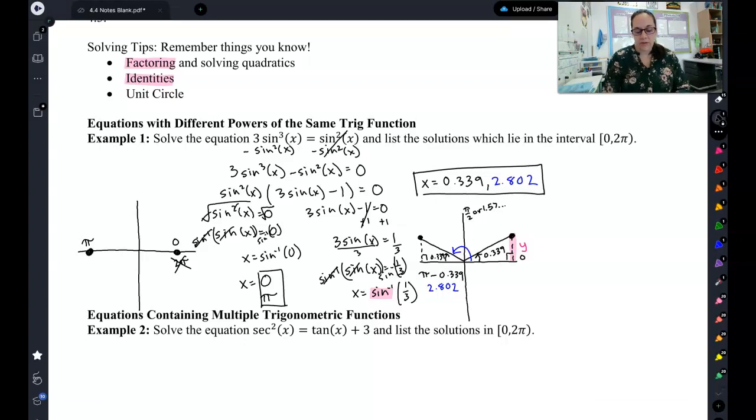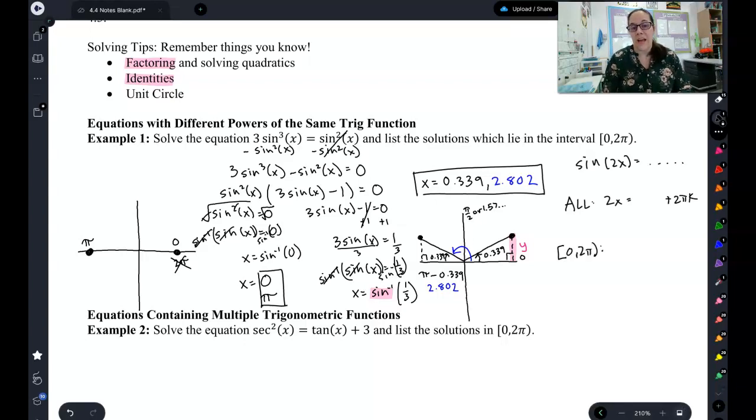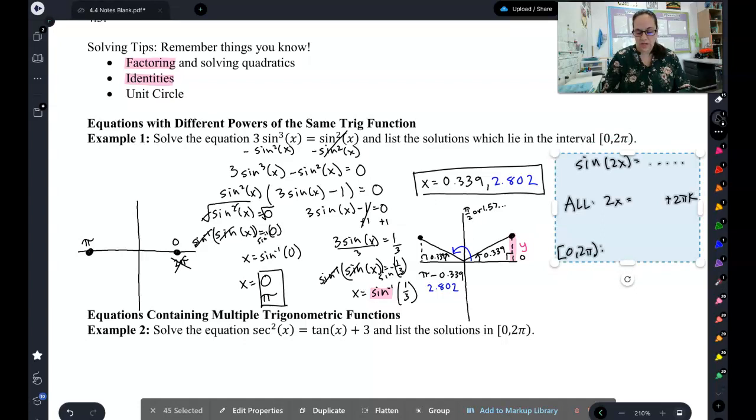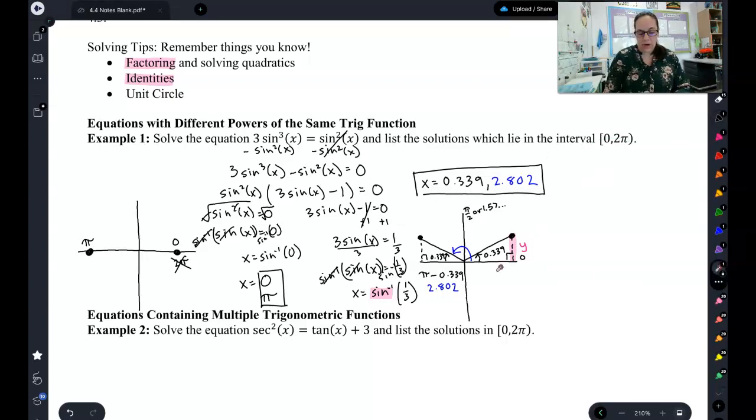So once again, if it was something like sine of 2x equals blah, blah, blah, then you would need to do the all answers and do 2x equals, list your all answers plus 2 pi k sort of thing, divide them all by 2, and then list the ones between 0 and 2 pi, like we did last lesson. If there's nothing inside with the x, all you need to do is find your angles on your unit circle, because your unit circle is between 0 and 2 pi. So if you find those angles on the unit circle, those ones are your answers.